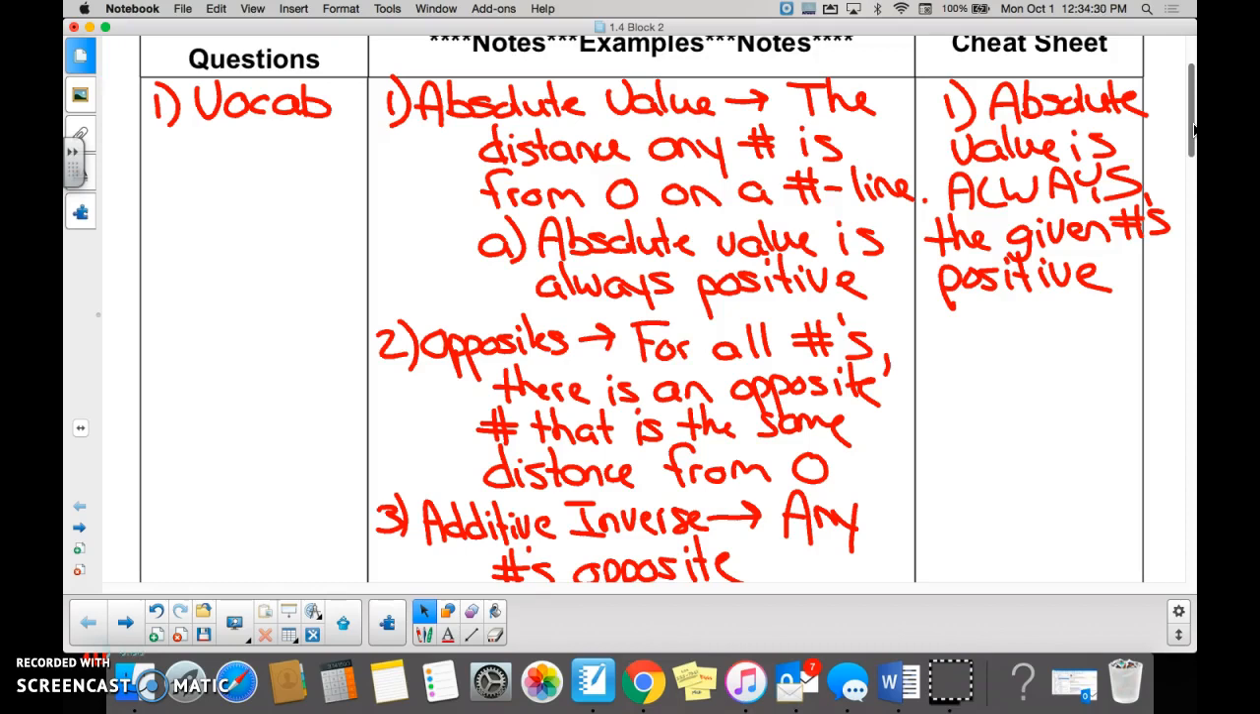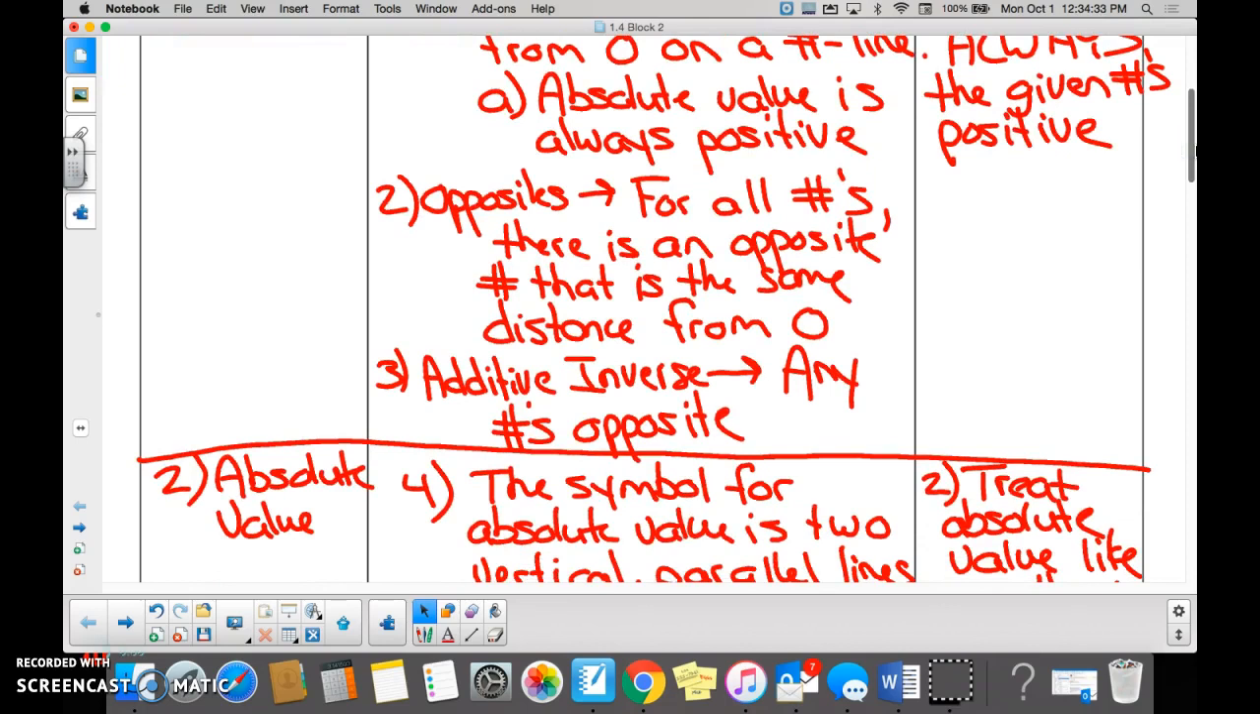I'll get there. You guys know what opposites are? What's the fancy name for an opposite, everybody? It just means opposite, right? It's just the fancy name for an opposite.